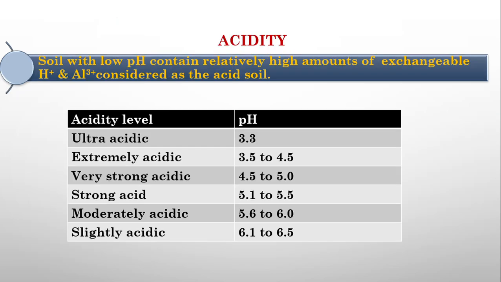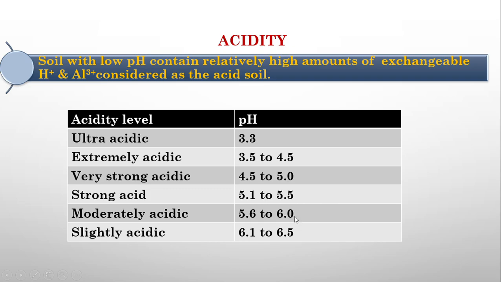Now we'll move on to another important factor which causes bad effects in soil, that is acidity. The soil with low pH containing relatively high amount of exchangeable hydrogen and aluminum ions is considered acidic soil. So here in this table it is given the acidity level. When the pH is below 3.5, it is said to be extra acidic or ultra acidic, and when it is 3.5 to 4.5, it is extremely acidic. When it is 4.5 to 5, it is very strongly acidic. When it is 5.1 to 5.5, it is strongly acidic. Up to 6 it is moderately acidic, and greater than 6 it is slightly acidic.